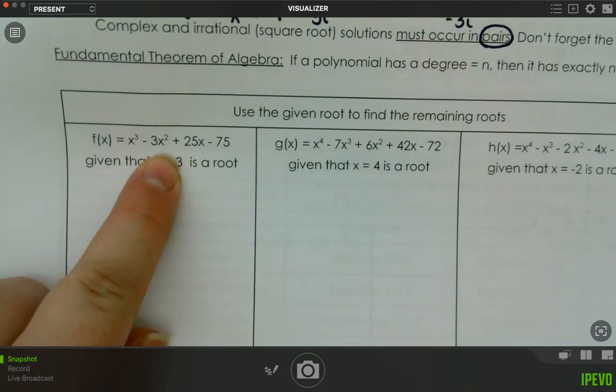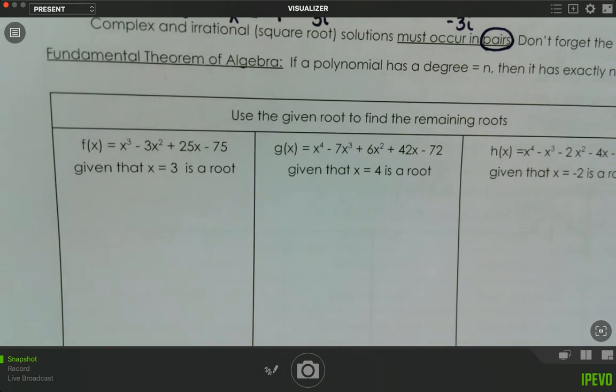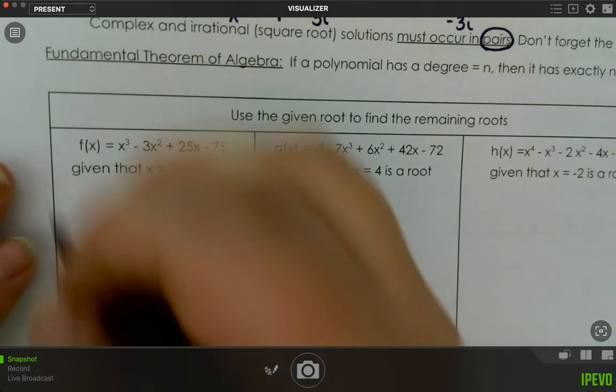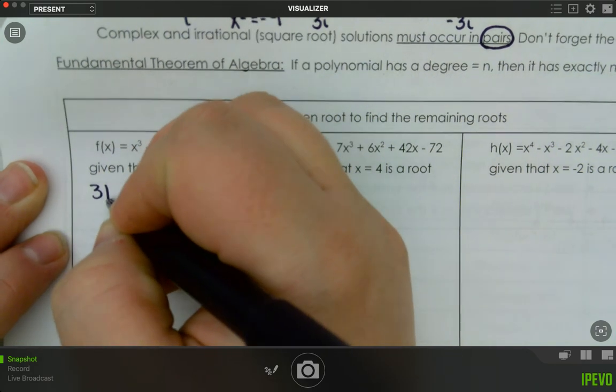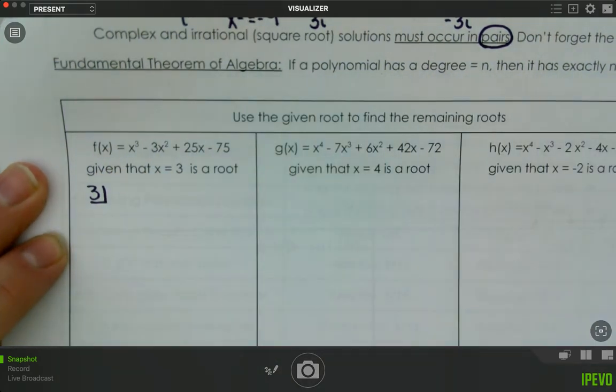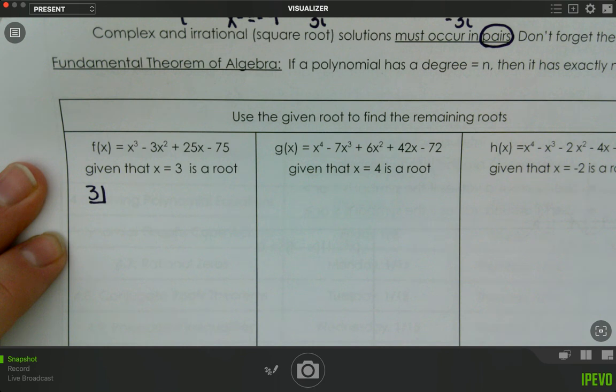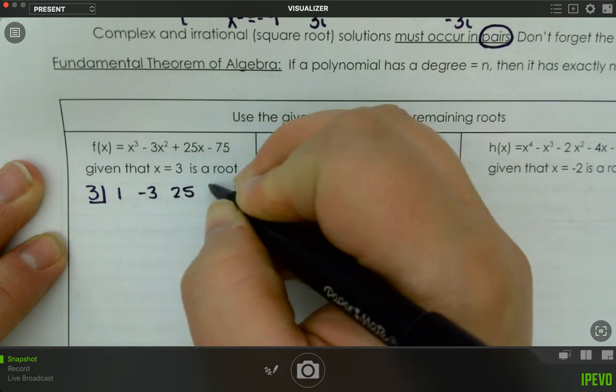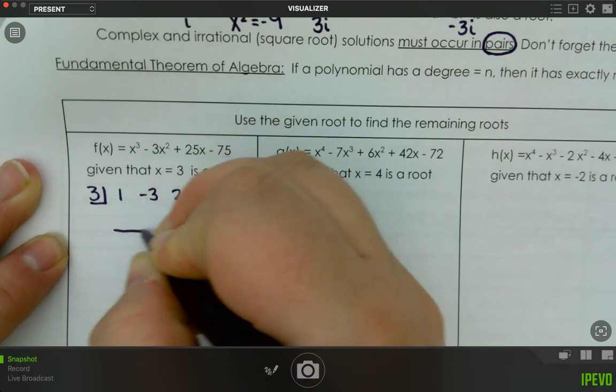x cubed minus 3x squared plus 25x minus 75. We are given that 3 is a root. So what we're going to do is put the 3 up here in the corner. And this is like the backside of 4.7, where if you know what the number is, synthetically divide by it. So then I put my coefficients over here, and I'm going to divide.